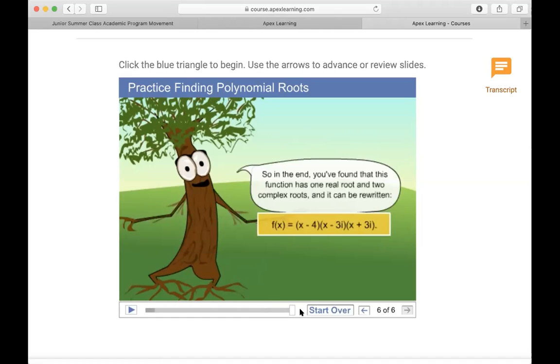But we're only going to see one of them on the graph, because these imaginary numbers don't show up on our graph there.